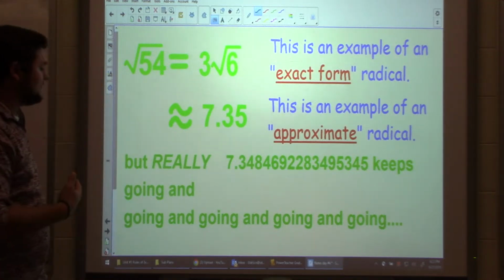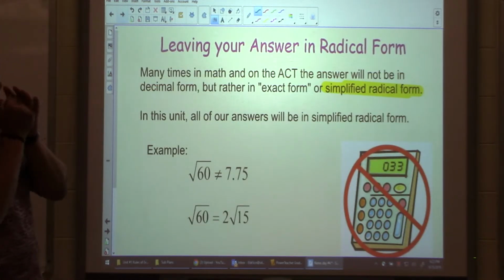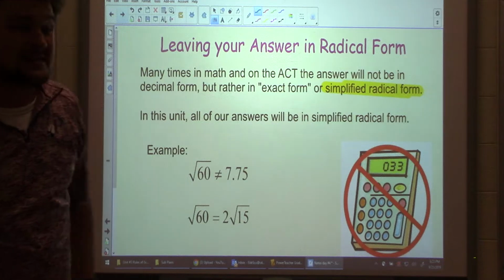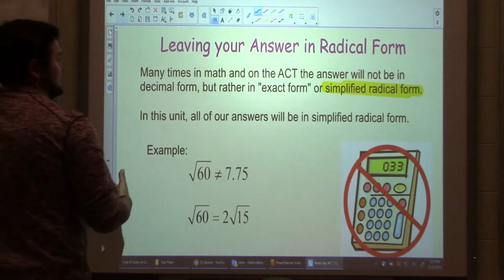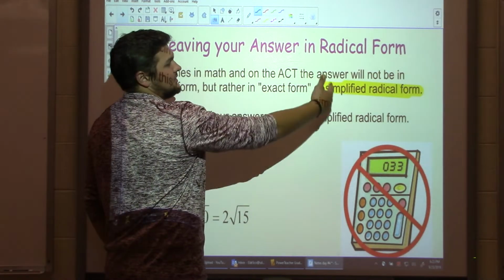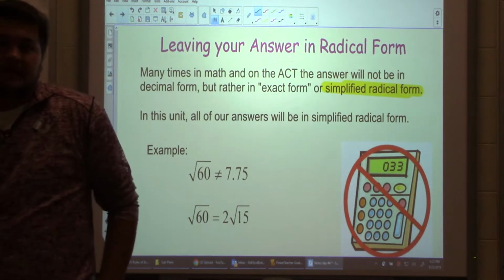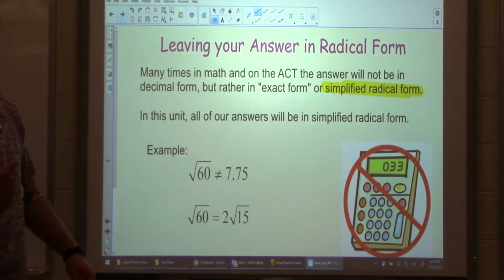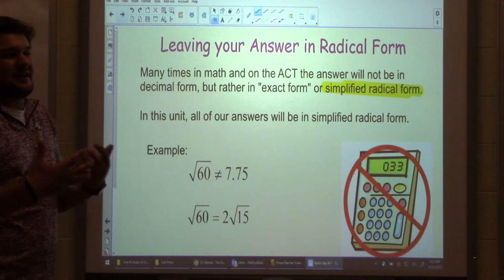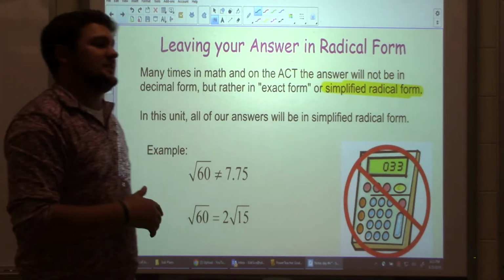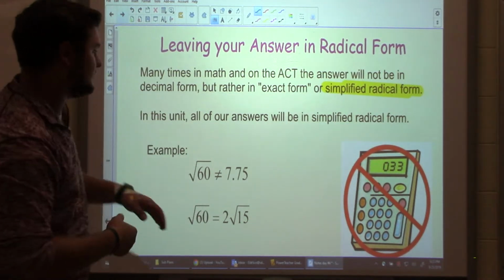So on the ACT and other math tests, a lot of times we ask to find the exact answer or the exact form. We're going to call it the simplified radical form. Right? Because we want exact answers at all times. We don't want rounded answers. Rounded answers throw things off. They make bigger mistakes down the road. So we're going to use exact radical form.